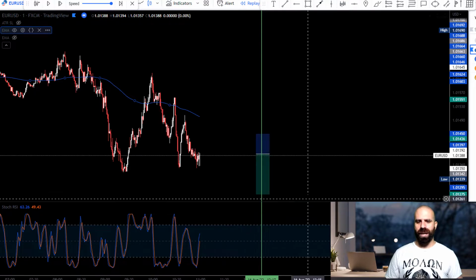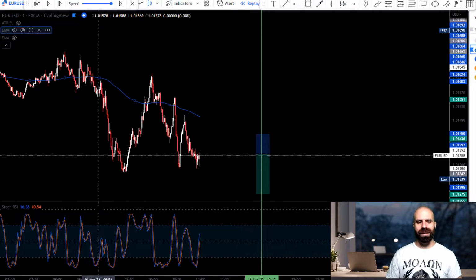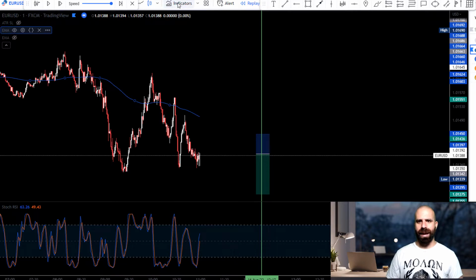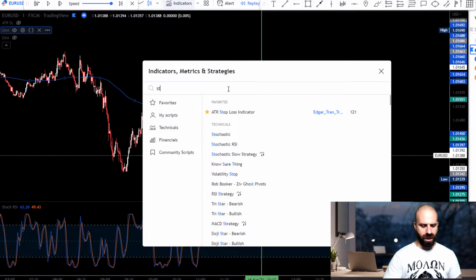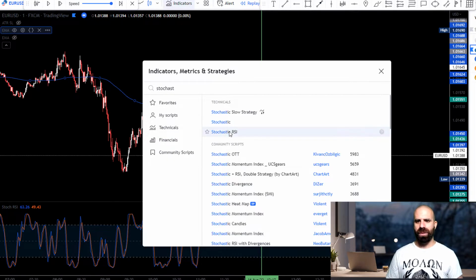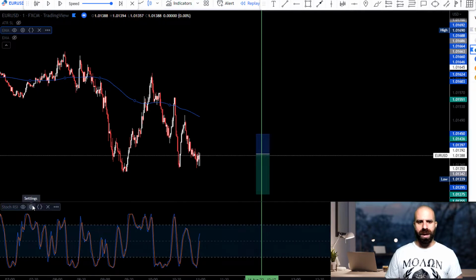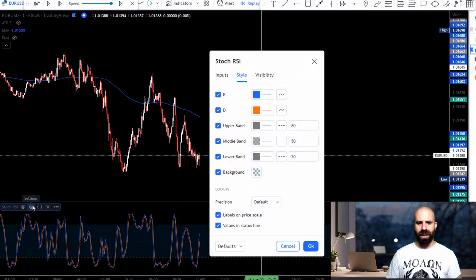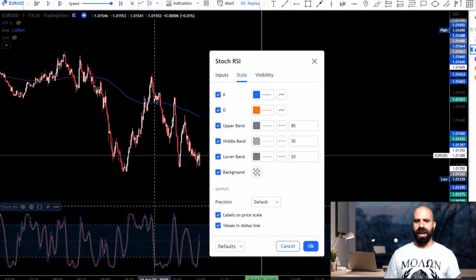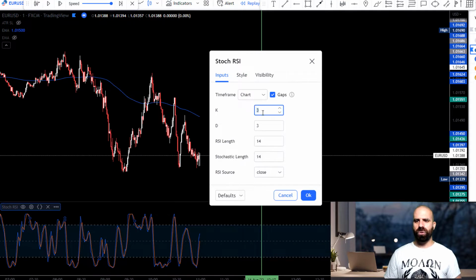Then press OK, and then I want you to add the Stochastic RSI. Again, indicators and then Stochastic RSI, this one. I have it already on my chart. Then click on the settings button, and of course you can change the colors if you want. I have orange and blue. Here I want you to type 3, 3, 14 and 14 and then press OK.